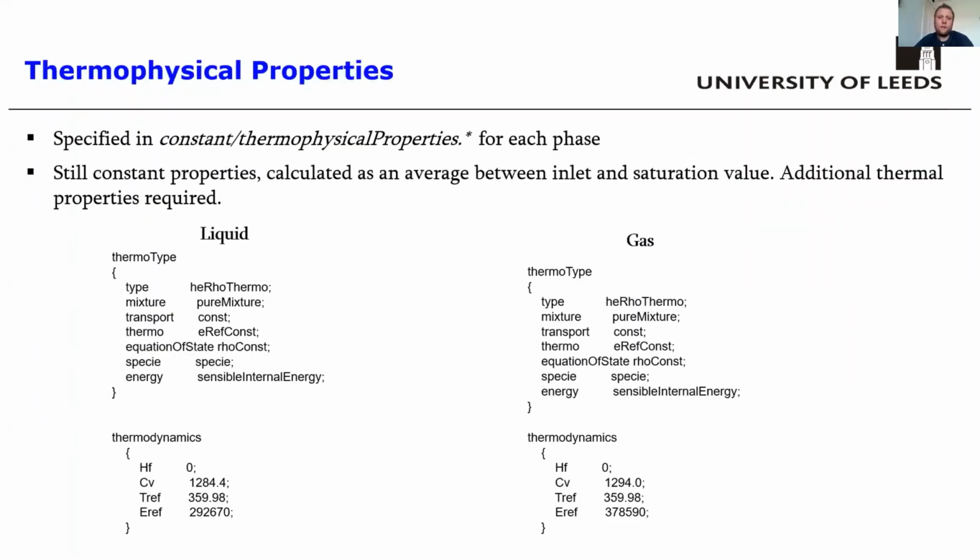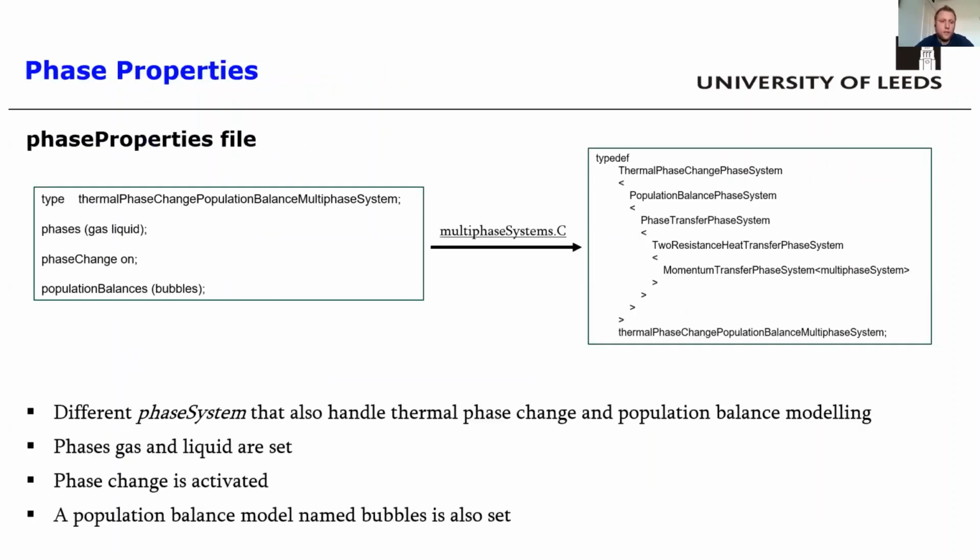Then thermophysical properties, again, we have considered constant properties here, and some are calculated as an average between inlet and saturation, for example, the density. Of course, other than density, now we need to define the specific heat and the enthalpy of the phases because of the phase change model that is now active.